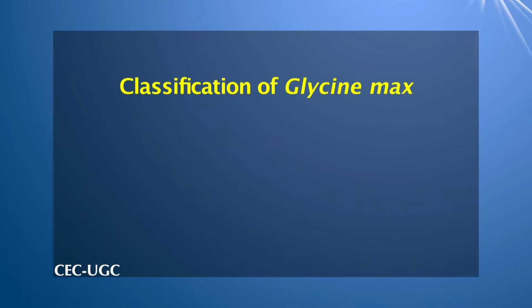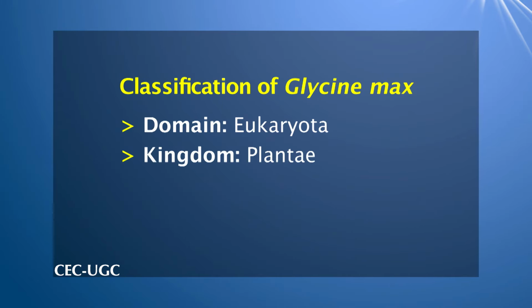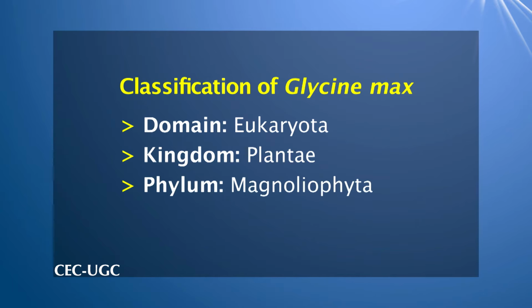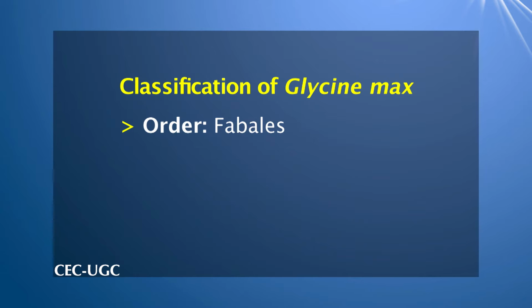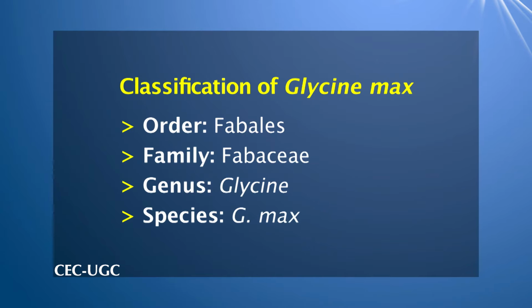Now, coming to the classification of Glycine max. Soybean belongs to domain Eukaryota, kingdom Plantae, phylum Angiosperms, class Dicotyledon, order Fabales, family Fabaceae, genus Glycine, and species max.